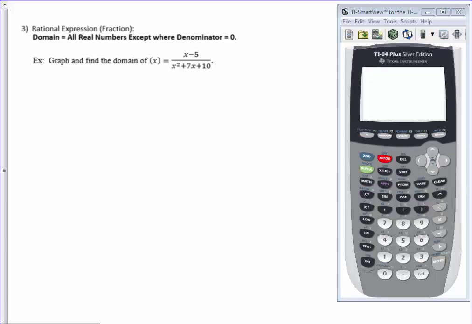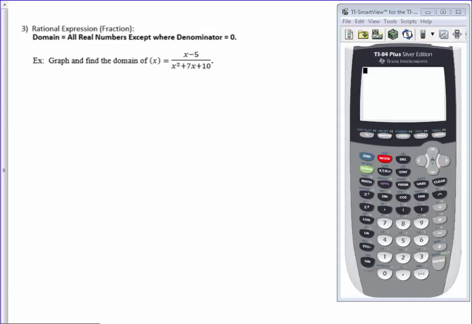This is another function that I need to know how to find the domain of by looking at the function. A rational expression, also known as a fraction, is an expression that has a division bar in it. In this particular problem, you see the x minus 5 in the numerator and then the x squared plus 7x plus 10 in the denominator. So it needs to have a numerator and denominator to be a rational expression.